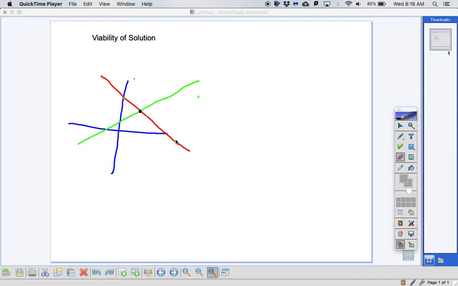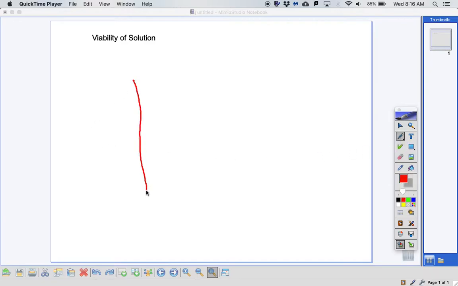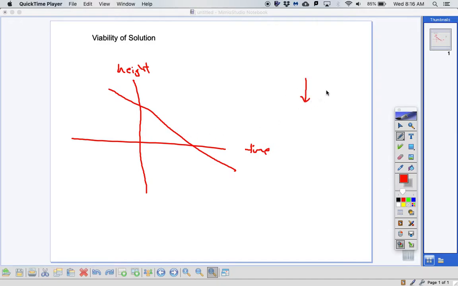So say that I'm doing a problem, and I'm looking at a line, and it says that these are all my solutions. Okay, and maybe we're talking about the height of a person. They're jumping, and this is the time that it's taken. So as time goes on, their height continues to fall. And this would make sense because as I jump, I go down. So time would increase as my height goes down.